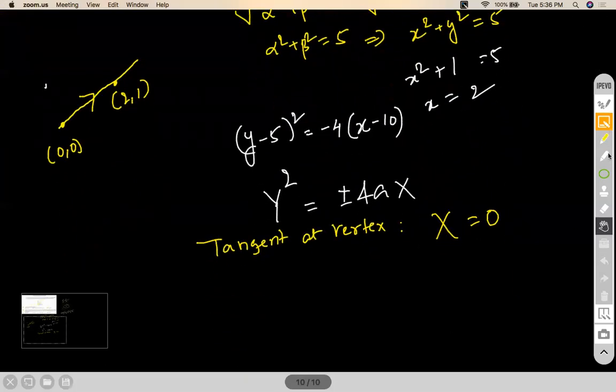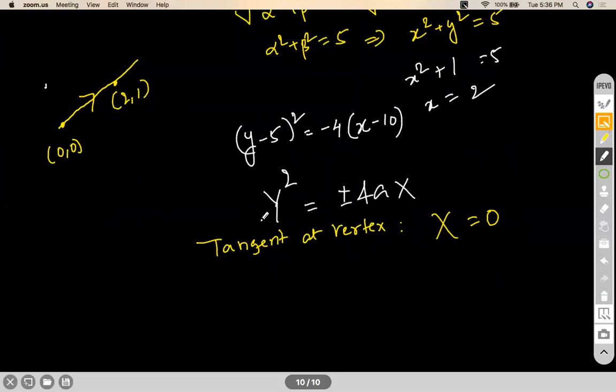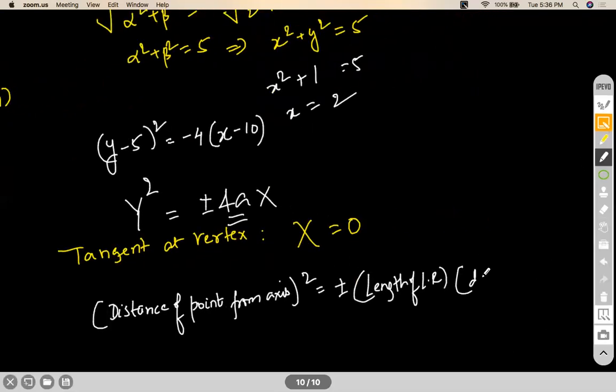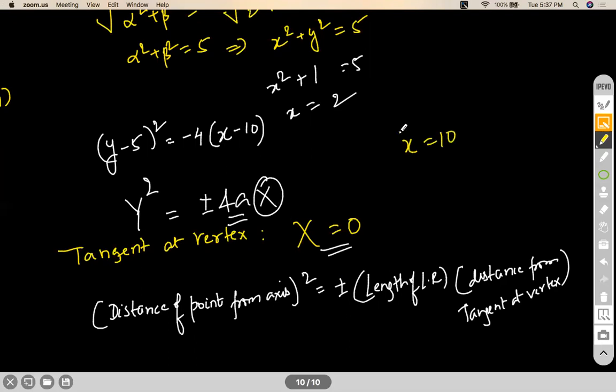If you remember, I discussed this with you when I was telling you the very general equation of any parabola. Y is the square of the distance of the point on the curve from the axis. This 4a represents the length of the latus rectum. And this x represents the distance of the point from the tangent at the vertex. So when you equate this to 0, you directly get the equation of the tangent at the vertex. So the tangent at the vertex is x equal to 10 here.